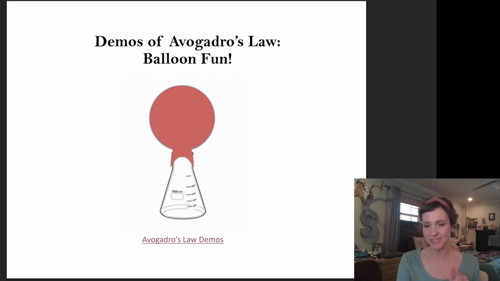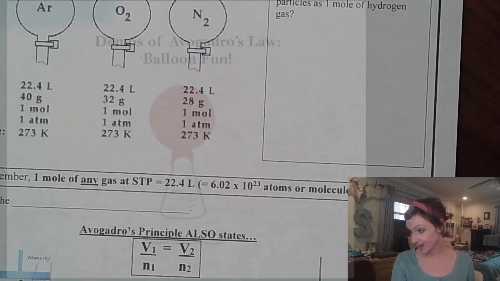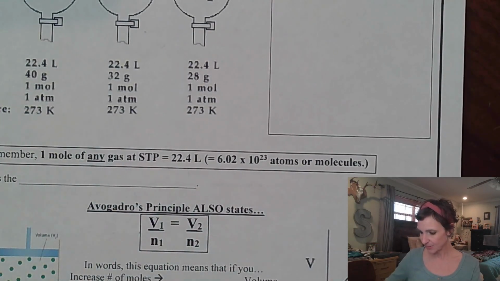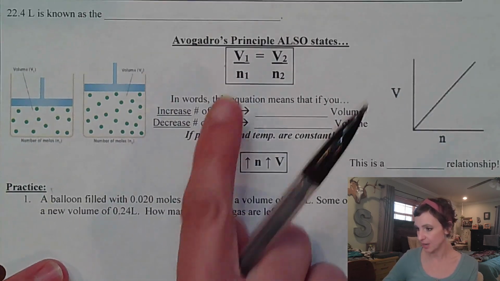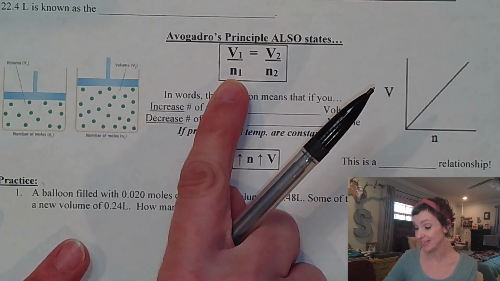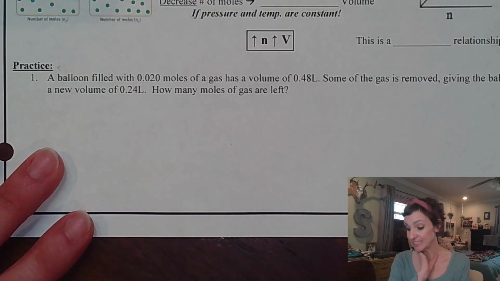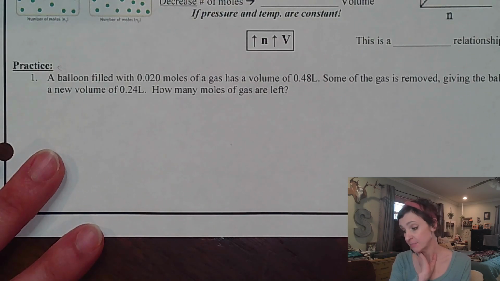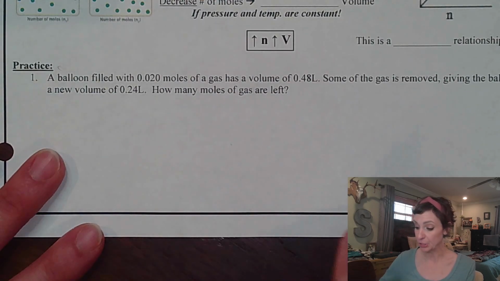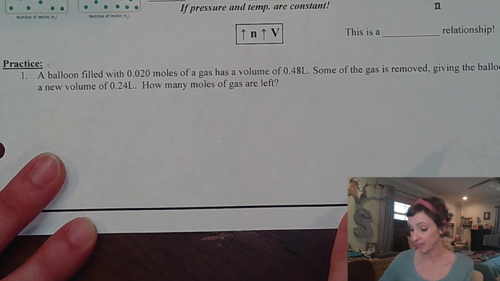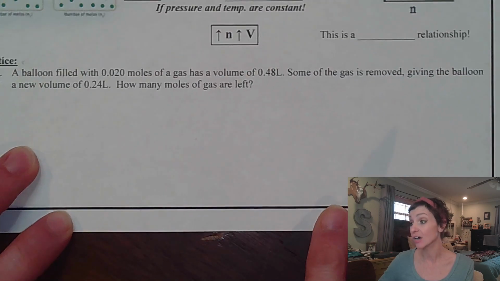So let's actually use this mathematical equation to see if we can solve some problems with Avogadro's law. So I'm going to bounce down to the document camera. So we have our fun little Avogadro's law right here showing the direct relationship between the number of moles of a gas and the volume of a gas. Okay, our problem says a balloon filled with 0.020 moles of a gas has a volume of 0.48 liters. Some of the gas is removed, giving the balloon a new volume of 0.24 liters. How many moles of gas are left?